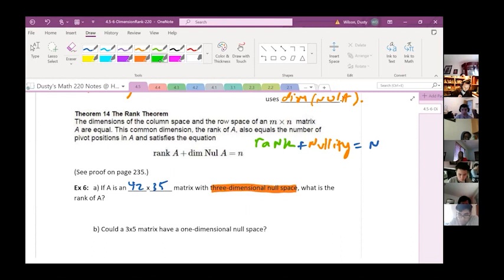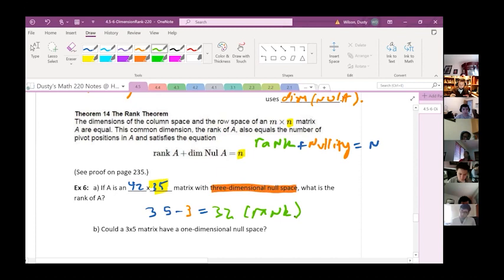Let's make sure we figure out what are our rows and what are our columns here. So this has got to add up. This n here is the number of columns, right? So we have 35 columns in this particular case. And so like Abed, Evan, Gerald, and Gerline said, we would have 35 minus 3 equal to a rank of 32. Good. Because if three of them were used up for the null space, the column space, the rank, the dimensions of the row space, choose your label, they're going to fill out the rest of them.